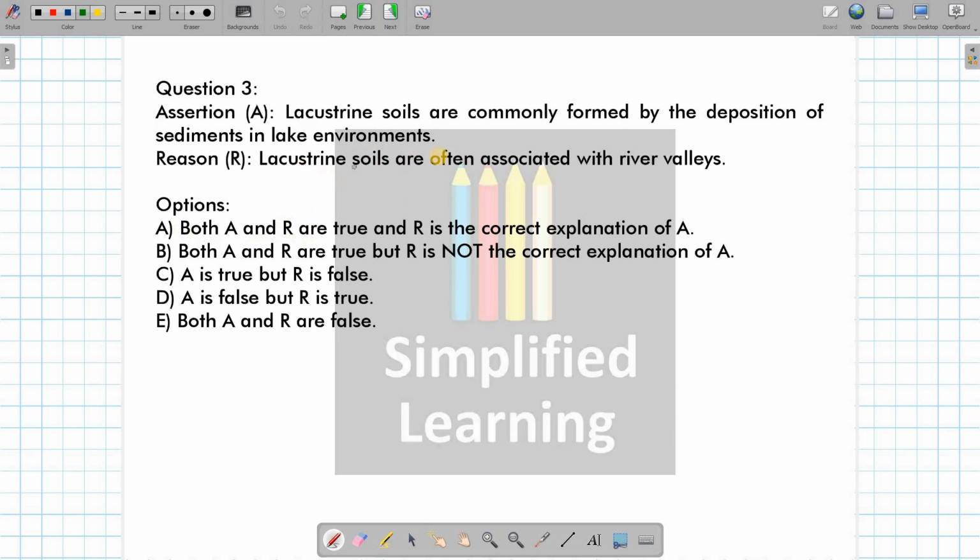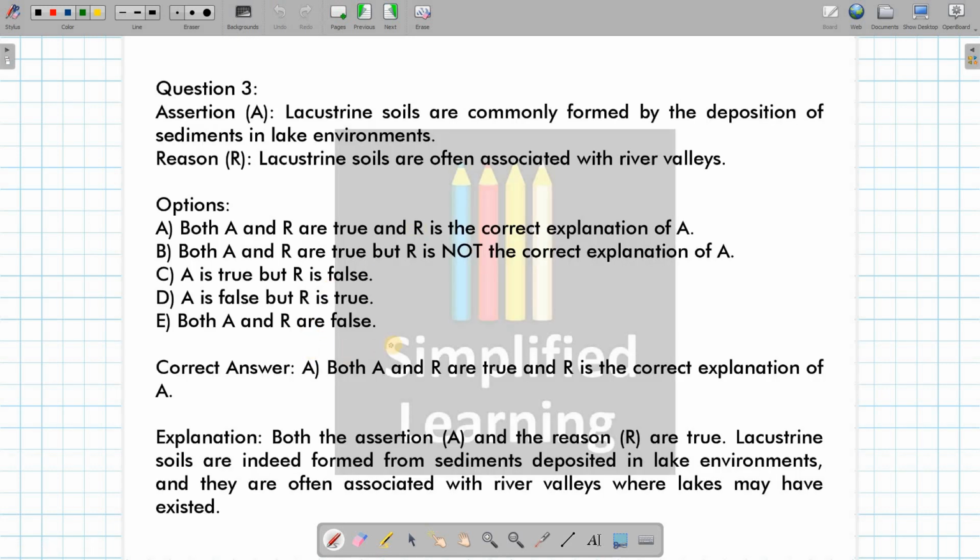Statement 1, that is assertion: lacustrine soils are commonly formed by the deposition of sediments in lake environments. Okay, it sounds like it is true. Then the reason: lacustrine soils are often associated with river valleys. Now this doesn't sound like it is true. The correct answer is, okay, both A and R are true and R is the correct explanation of A.